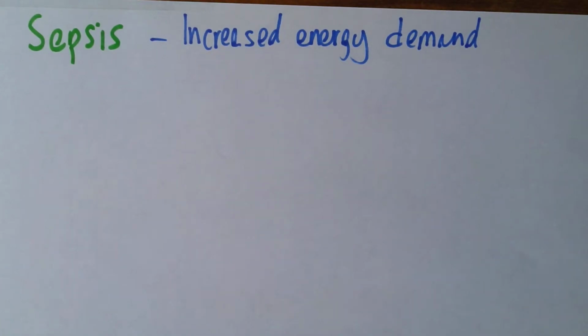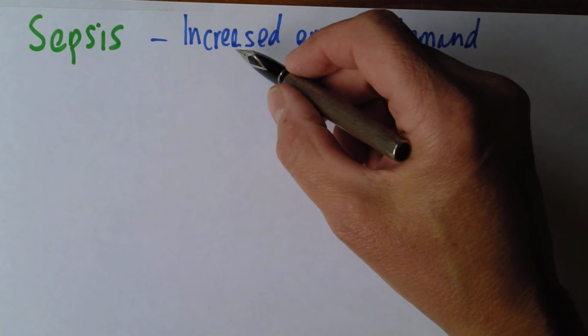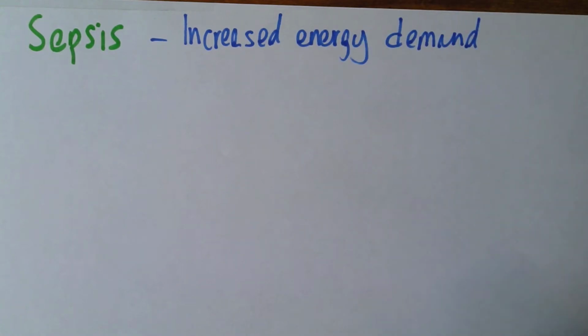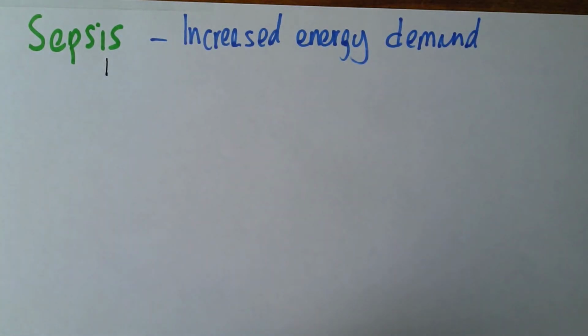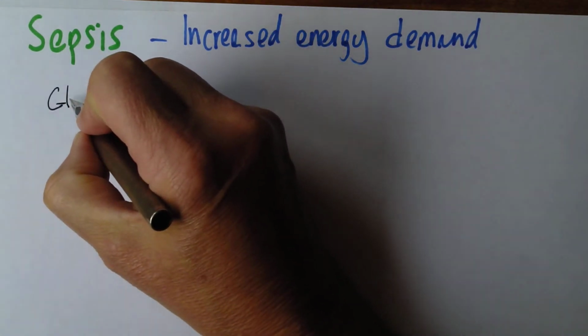So let's try and think about some of the other clinical features of sepsis. And while we can't always explain these fully, we can start to have a few ideas that help us along. So we know that in sepsis there's anorexia, but there's increased energy demand at the same time. And this means there's catabolic processes. Now, one of the hormones that stimulates catabolic processes, breaking down, is glucagon.